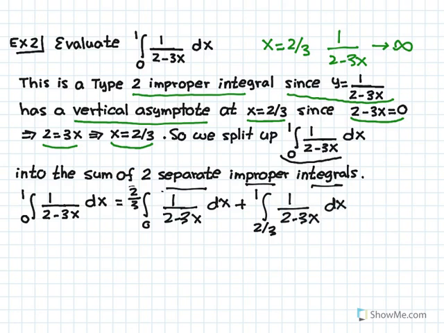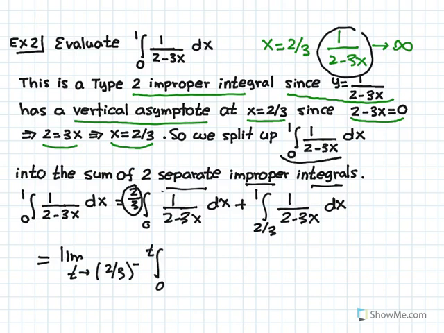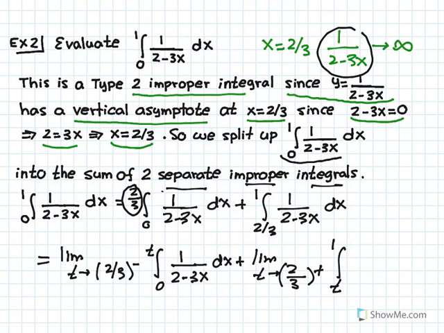Now I want to emphasize this. Why is it that we're splitting it at x equals 2/3? The reason is because at x equals 2/3, the integrand goes to infinity. That is the reason. So we write this formally. This is the limit as t approaches 2/3 from the negative side of the integral from 0 to t of 1 over 2 minus 3x dx, plus the limit as t approaches 2/3 from the plus side of the integral from t to 1 of 1 over 2 minus 3x dx.